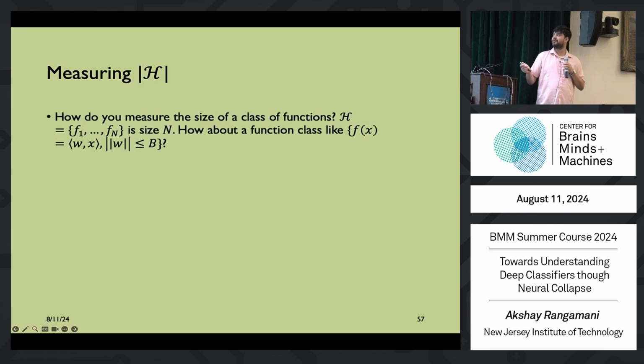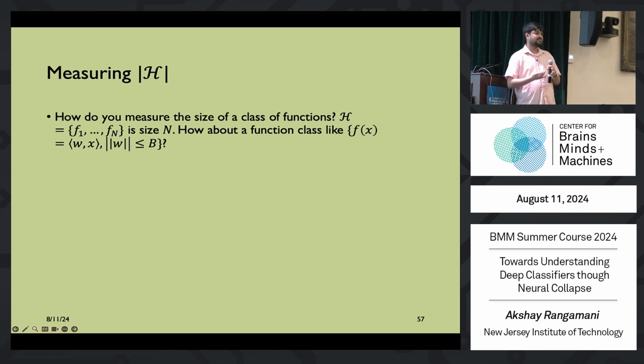So if I have only n functions in my class, then the size is n, right? That was pretty easy. But if I am looking at something that's more practical, like the size of a function class, like all linear functions with a certain norm bound, then how do I measure the size of this class? And for this, we use a tool called Rademacher complexity.